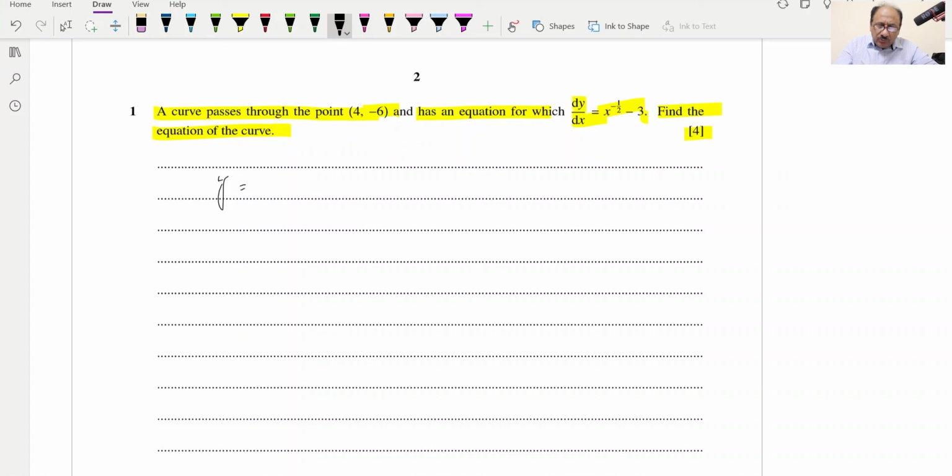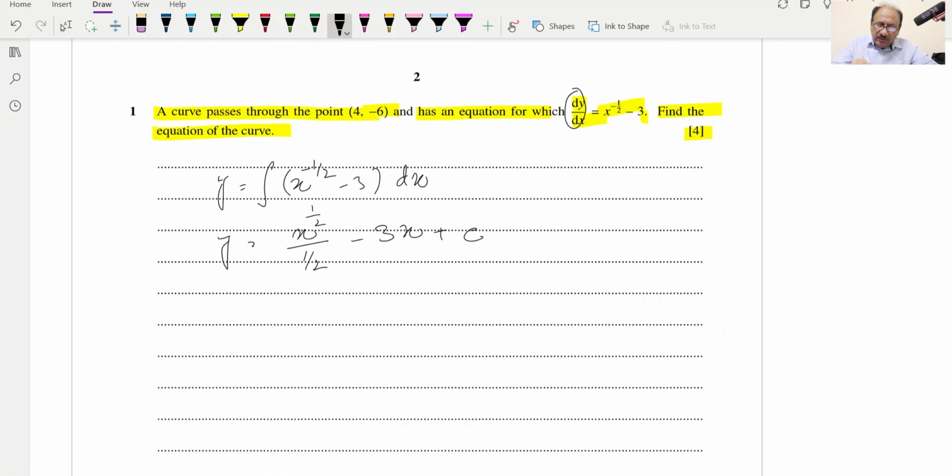So y will be equal to the integral of dy/dx, so the integral of x raised to the power minus 1/2, minus 3, dx. The integral of this will be x raised to the power minus 1/2 plus 1, which is 1/2, over 1/2, minus 3. The integral of minus 3 will be minus 3x, plus the integration constant c.